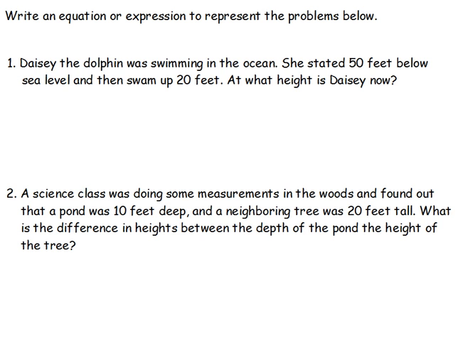Alright, we could also do it with some word problems. So this says, Daisy the dolphin was swimming in the ocean. She started 50 feet below sea level. So if you are below sea level, that means you are negative. So she's starting out at negative 50. And then if she swam up 20 feet, that means she went up, so that's plus. So now this says negative 50 plus 20.